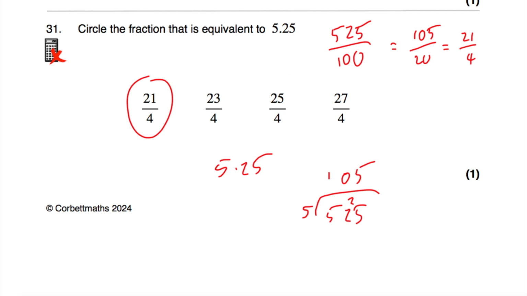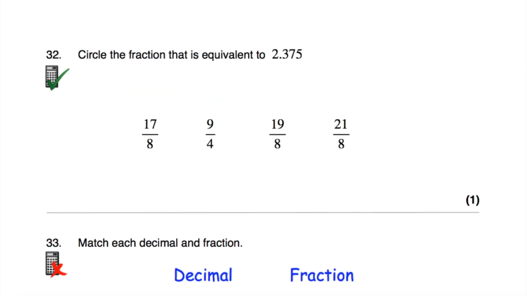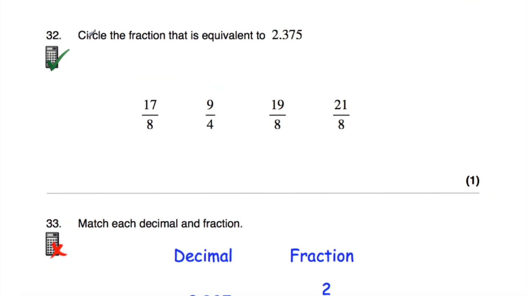Okay, let's look at our next question, question number 32. This is a calculator question, that's great. And we need to circle the fraction that's equivalent to 2.375. Now, if you've got a good calculator, you can just type this into your calculator, 2.375, and press equals, and it's come up as 19/8. So that's it, 19/8. Just typing that into your calculator and pressing equals.